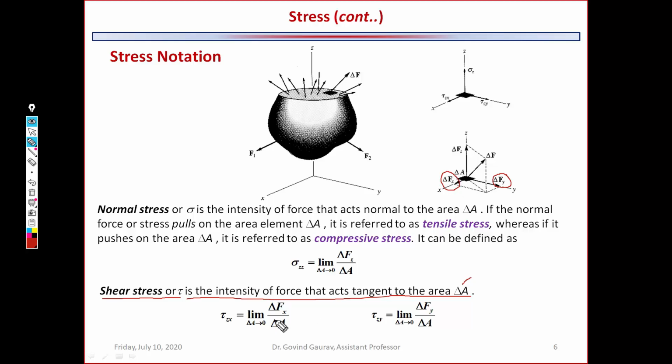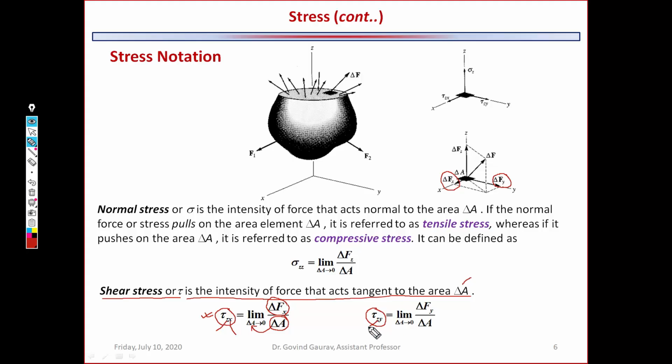So the first value is tau zx. Again, the first notation represents the direction of the plane normal, and the second represents the direction of the stress in which it is acting. It is again defined by the component of the force in the direction in which it is acting divided by the small area which we have selected. Again, this area has to be very small, so the limit of delta A tends to 0. So this is the first value of the shear stress that is acting on a particular plane. The other value of the shear stress that is acting at a particular point is given by tau zx.